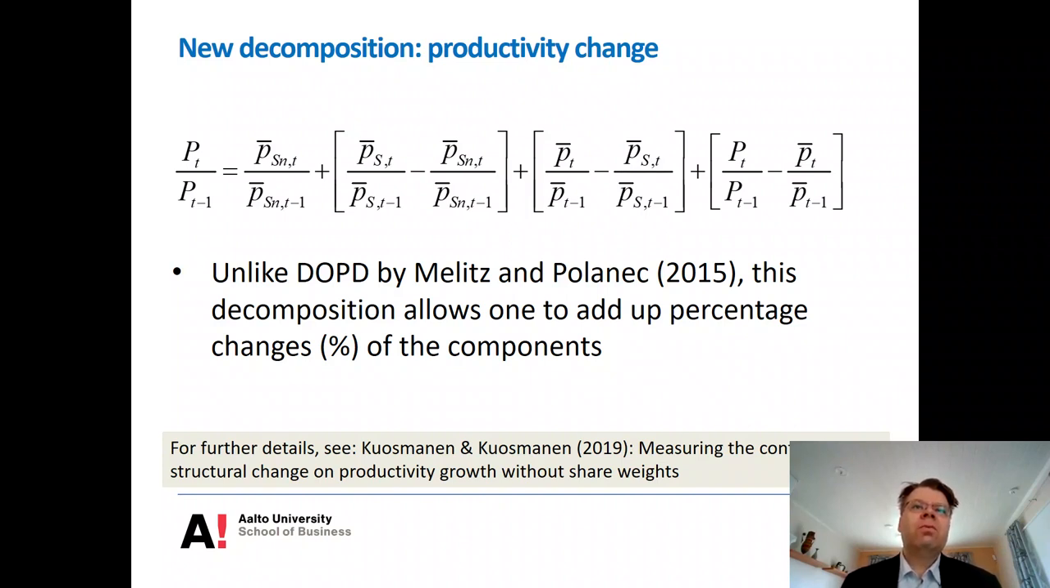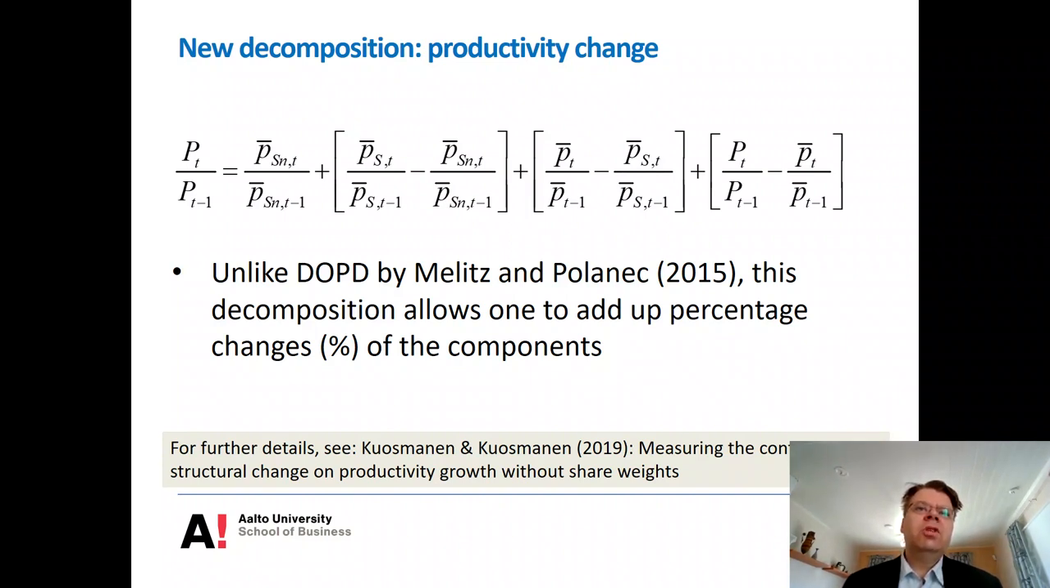I have illustrated this in this formula. Similar to index number decompositions such as the Fisher index or the Malmquist index, we take the ratio of industry productivity in period t divided by industry productivity in period t minus one, and we can make the same kind of decomposition with the ratios. This allows us to operate with percentage changes in a natural way. And notice also that each of these four components can be broken down in terms of relative changes rather than absolute changes. I believe that is a nice feature of the proposed decomposition.